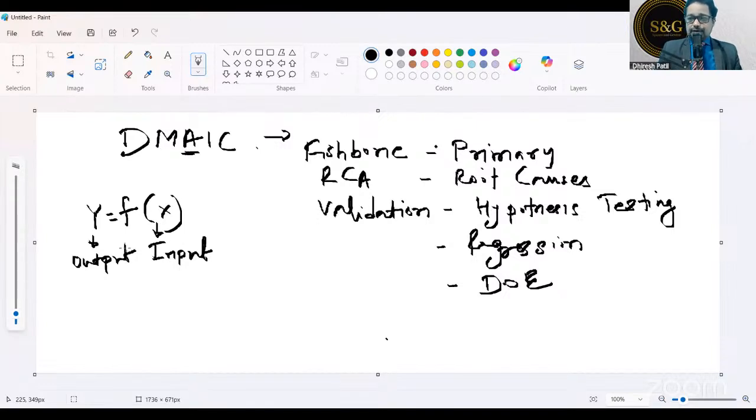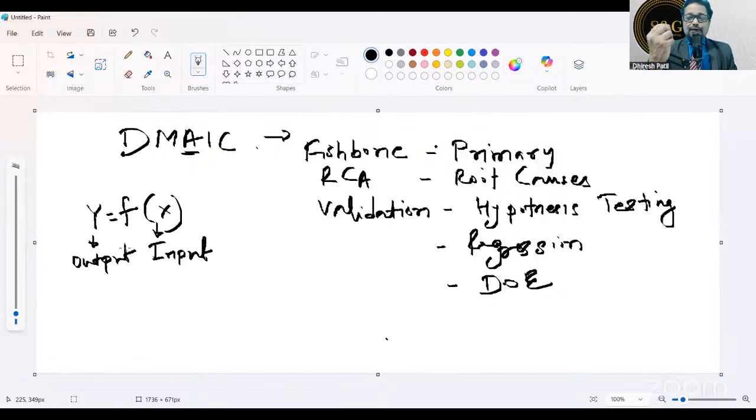In the analyze phase, we've identified those X's, those input variables, which are critical ones, which are impacting our Y. And once we identify them, we need to validate them with the help of data.